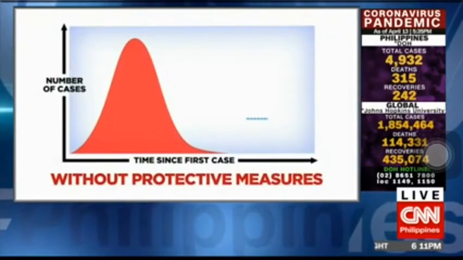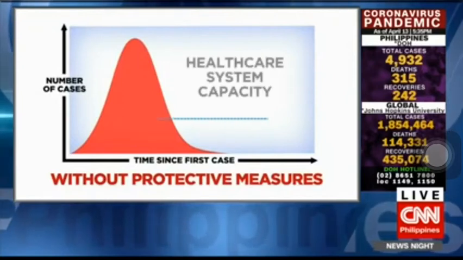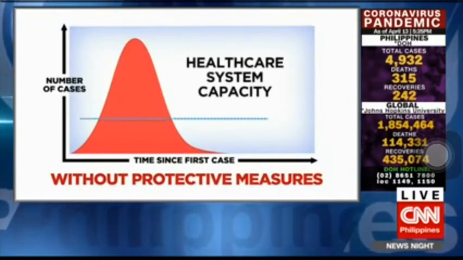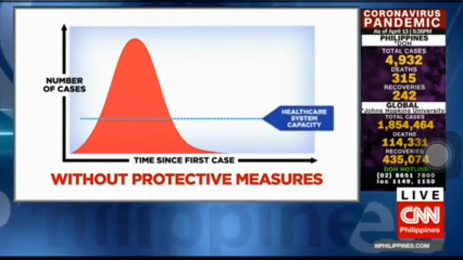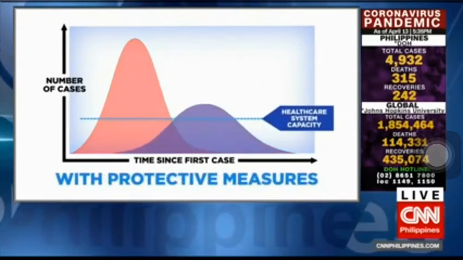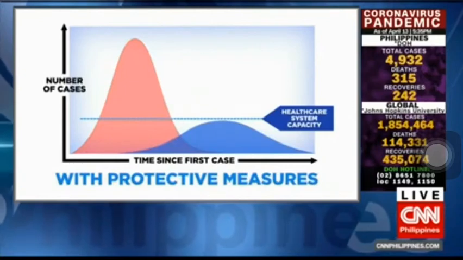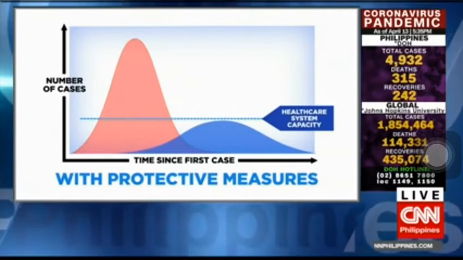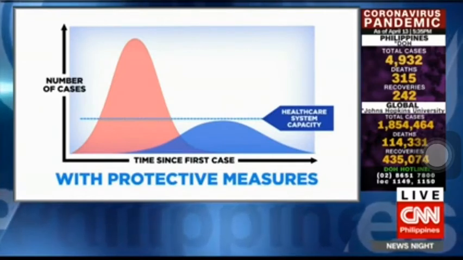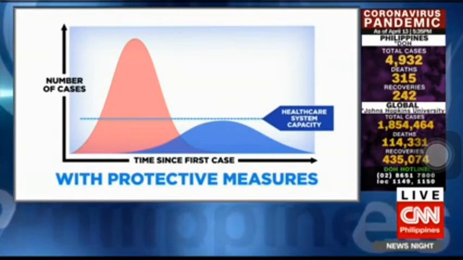To help everyone understand the situation better, Dr. Drew Harris added a dotted line across the graph, which represents the capacity of the healthcare system. With proper intervention, the curve is flattened as the number of infections are kept below the dotted line. The healthcare system is not overwhelmed. All patients are given proper care and more lives are saved.